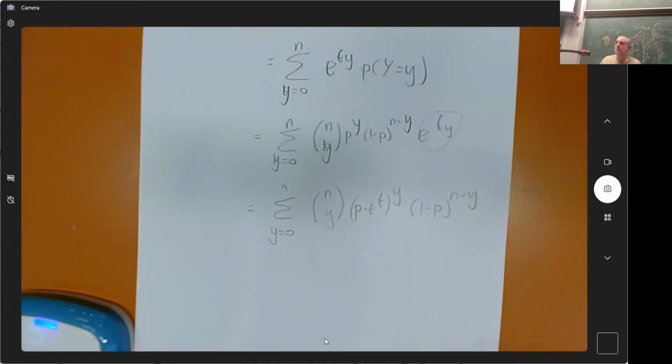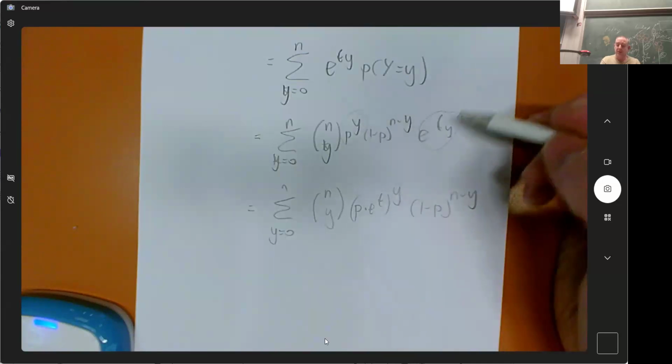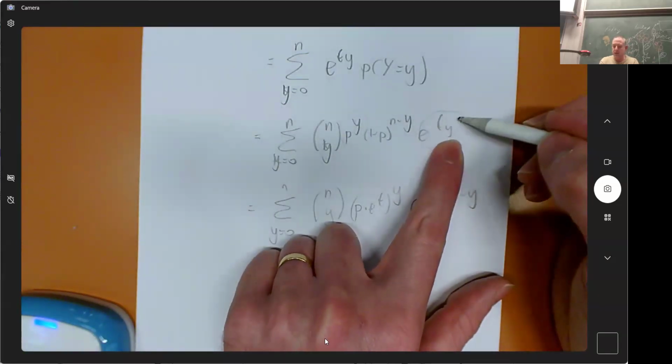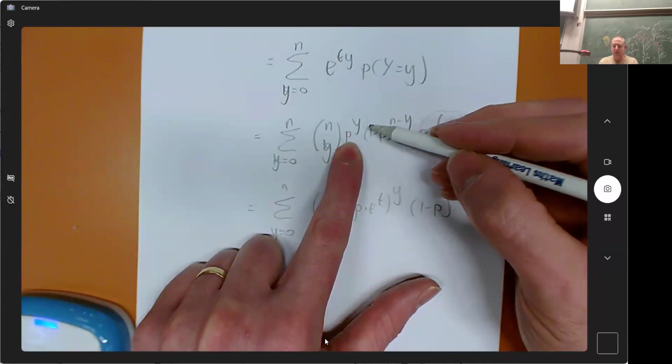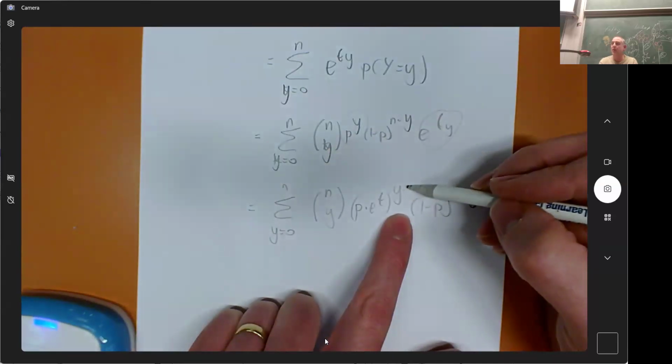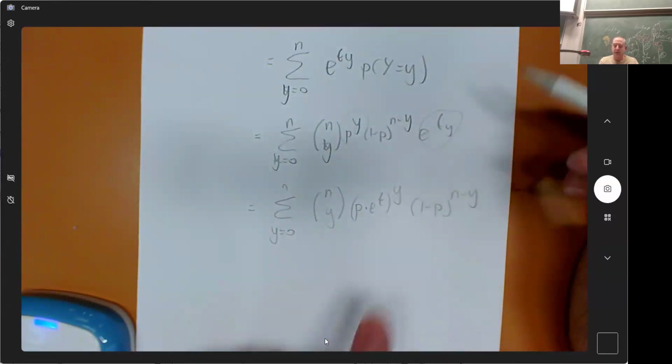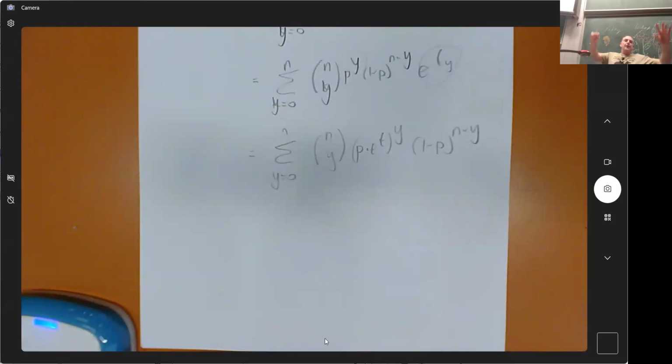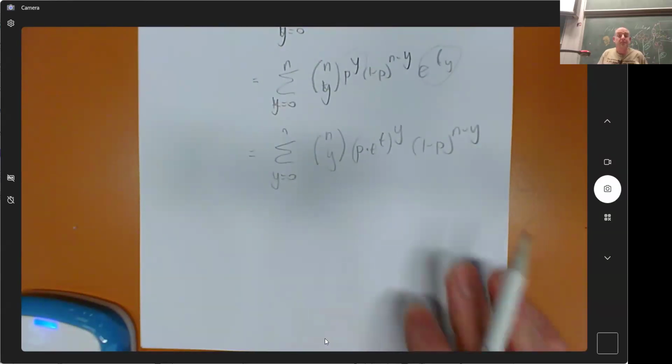Is that okay? So this is e to the t, then to the y. This is p to the power of y, so I can factorize out the power of the exponent of y.